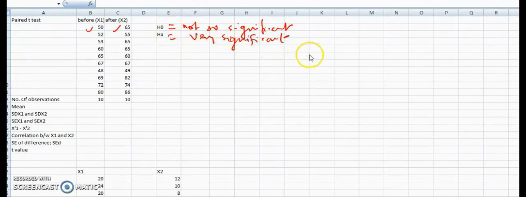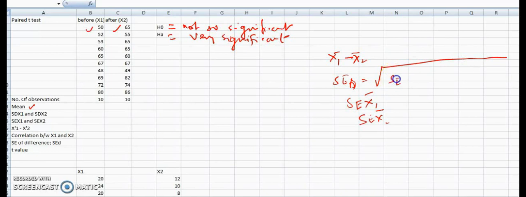See, the formula for this is x1 minus x2, the mean of the two. First, we should find out the mean, and then the SED value has to be found out. For that, we saw that we have to calculate the standard error for the mean of x1 and also the standard error for the mean of x2, because this was equal to the square root of SEx1 square plus SEx2 square minus 2 into R. So we have to calculate also R, the correlation value, and multiply it with SEx1 into SEx2. So these values have to be calculated.